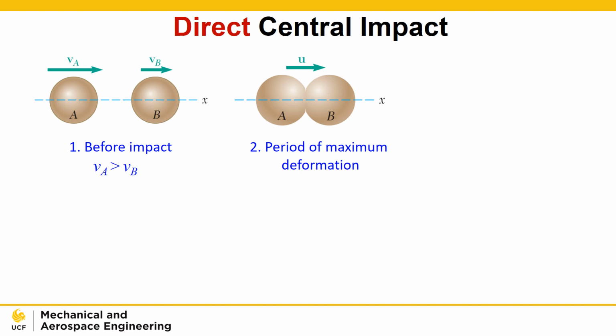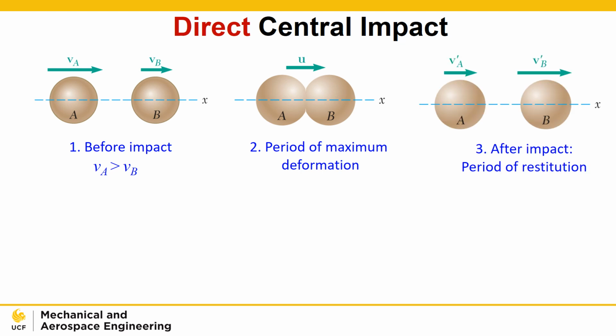The second stage in impact is the period of maximum deformation. Under the impact, the two particles will deform, and at the end of the period of deformation, they will have the same velocity u. The third stage, which is after the impact, is the period of restitution. At the end of this period, depending upon the magnitude of the impact forces and upon the materials involved, the two particles will either have regained their original shape or will stay permanently deformed. The particles will travel with velocities VA prime and VB prime at the end of the period of restitution.